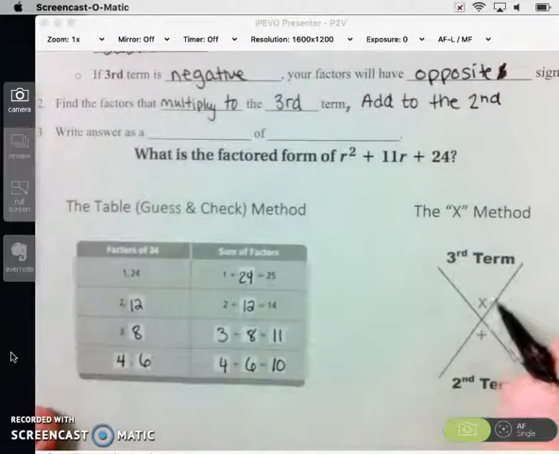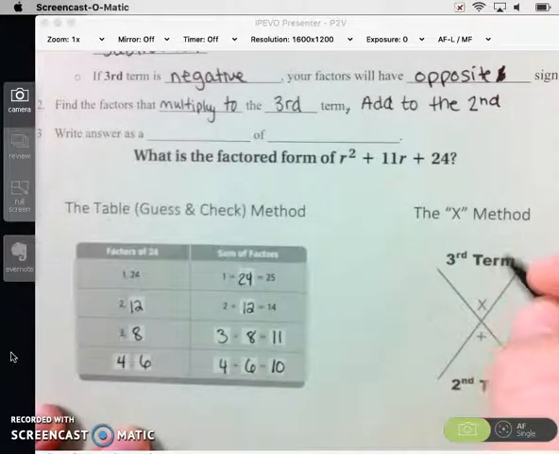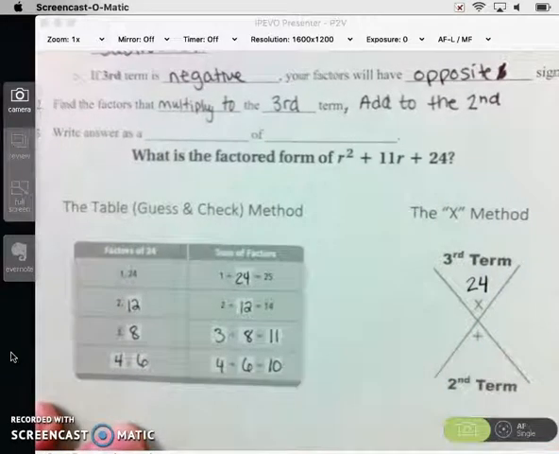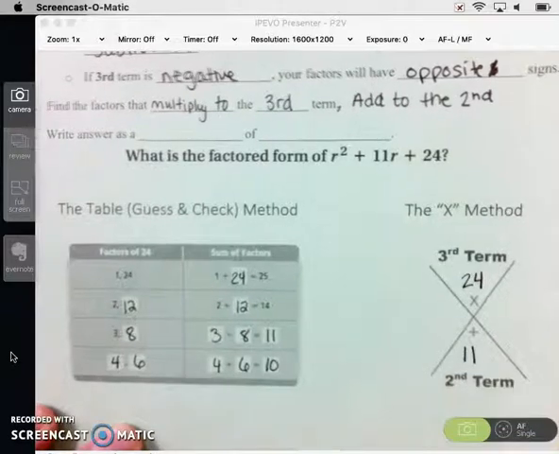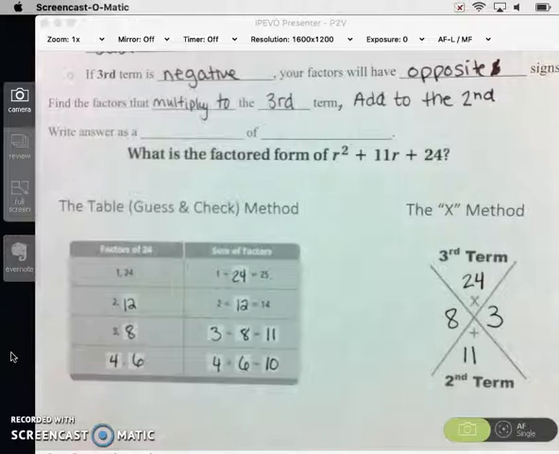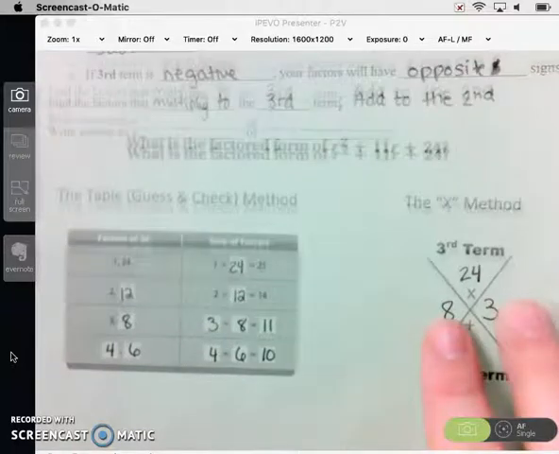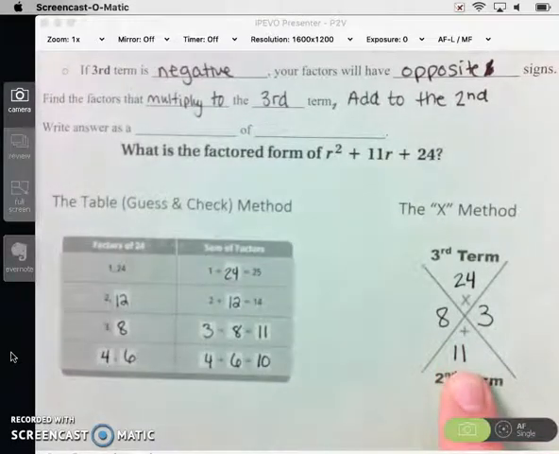So when multiplied, we want to get that 24. When added, we want to get that 11. And the two numbers that work are 8 and 3, because they multiply to get 24 and they add to get 11.